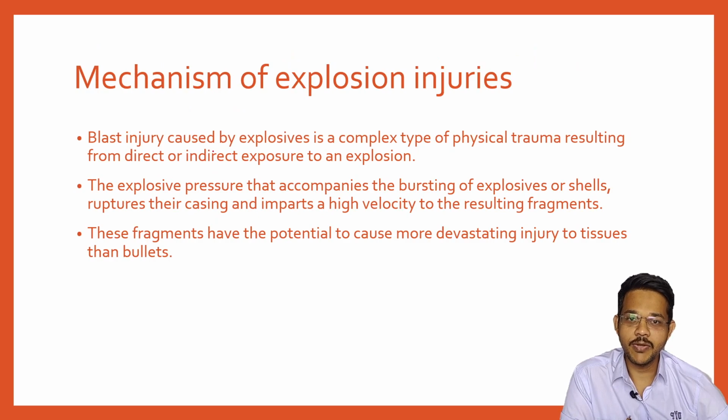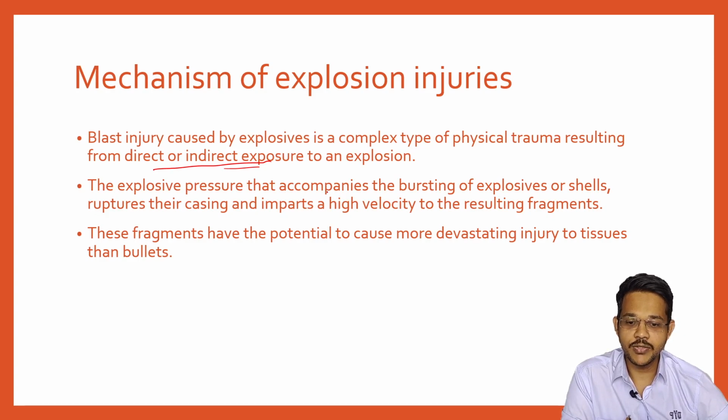Now coming to the mechanism of explosive injuries. Blast injuries caused by explosions are a complex type of physical trauma resulting from direct or indirect exposure to an explosion. So an explosion is not a single event. When the explosion occurs, there is a blast wave, then a movement of air, and also flying missiles. Flying missiles may include the contents of the explosive, or anything surrounding the area of the explosion may also serve as flying missiles, which may also cause injuries.